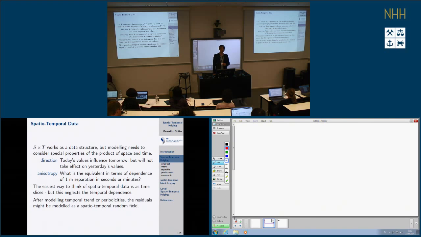So we don't have the symmetry as we would have in space. In space, we always say if the temperature in Bergen is related to the one in Oslo, it's the other way around too. But this is not true in time. So that's one thing you should keep in mind when you start modeling and predicting spatiotemporal data.